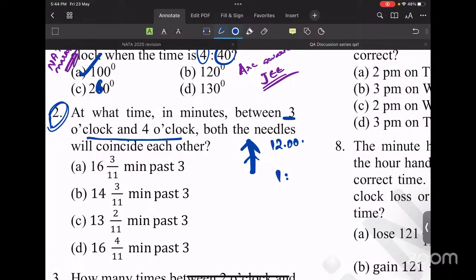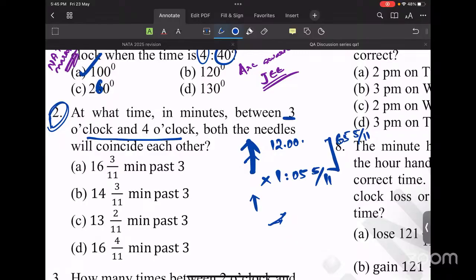And at 1:05 you can't find coinciding, because after 1:05 the hands of the clock will be something like this. A small movement happens to the hour hand, because 5 minutes means a 6-degree movement to the hour hand from the 1. That is why 1:05 is not coinciding. The coinciding time after 12 o'clock is 1:05 and 5 by 11 minutes, and the gap between coincidences will be 65 and 5 by 11.